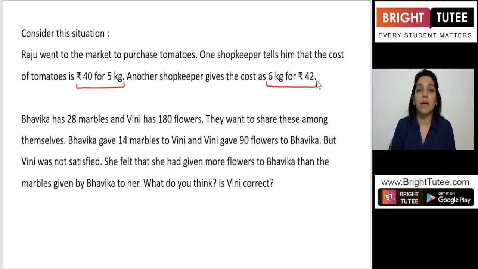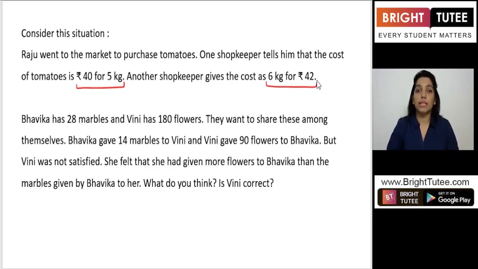Here it says, Bhavika has 28 marbles and Vinny has 180 flowers. Okay, they want to share these among themselves. I hope it is clear. There are two girls, Bhavika and Vinny. Bhavika has 28 marbles and Vinny has 180 flowers. You can clearly see we are comparing two totally different things. One is marbles and the other one is flowers, right?